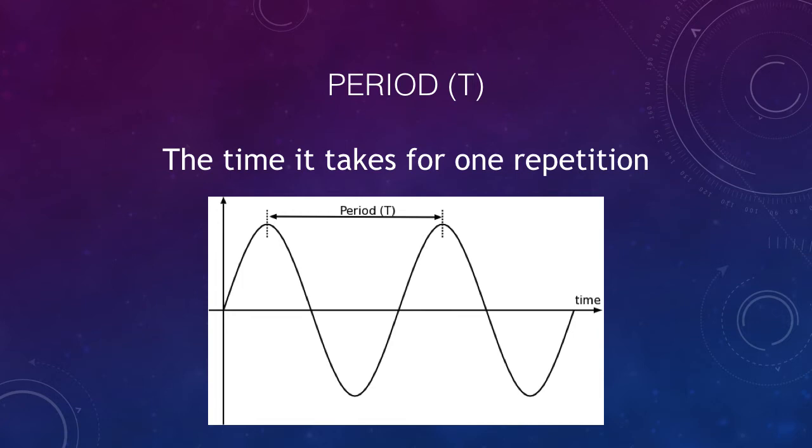We use the symbol T for time, not P, as an abbreviation for period. Period is time, so it is measured in units of time, but when doing calculations, the unit needs to be the second, or the answer will be wrong.